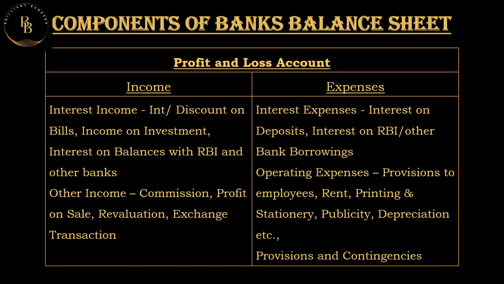So these are the different types of income of a bank. That is the interest income and the other income. All incomes of a bank are divided into two parts: the interest income and the other income.